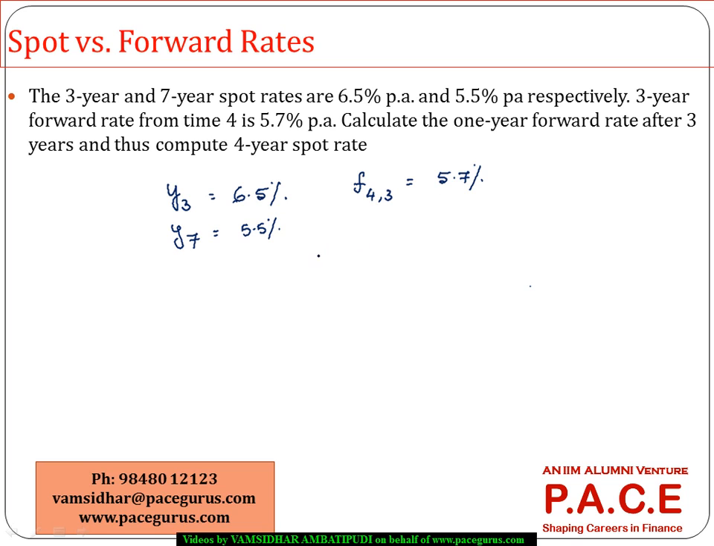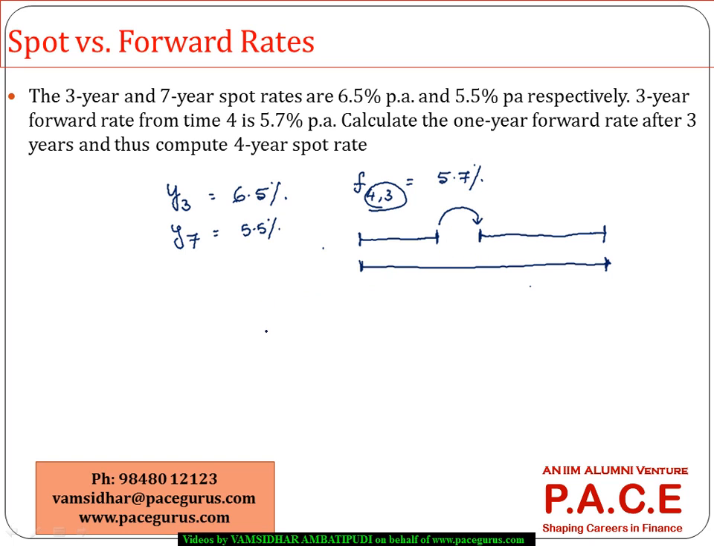So what does that mean? We know the rate between 0 to 3, that is the 3-year spot rate. We know the rate between 0 to 7, that is the 7-year spot rate. We know the rate from 4 to 7 because the 3-year rate from 4 is 5.7. All we don't know is the rate between 3 and 4. But by equating these two things, we should be able to get the rate between 3 and 4.